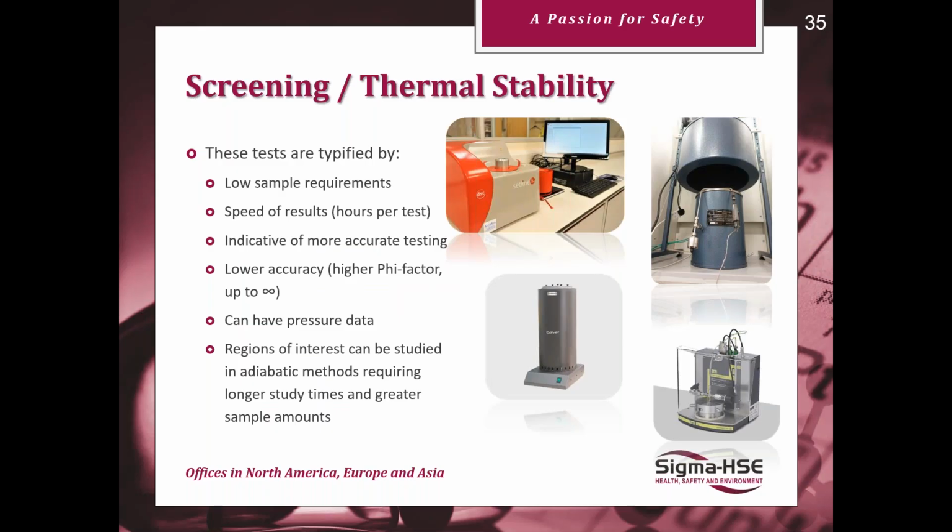So more accurate testing is usually required if there's anything concerning, if the decomposition energy is too high, or if there's any low lying exothermic onsets that are close to your process temperature or MTSR, then it's likely recommended to proceed to further more accurate testing. So you can see here we have the differential scanning calorimeter, the Carius tube here, which was designed by AstraZeneca, the Calvit C80, and the TSU unit.